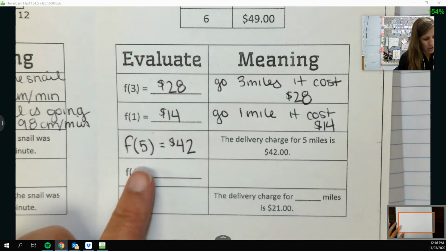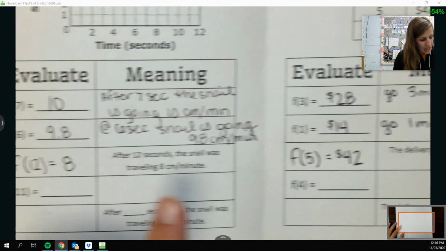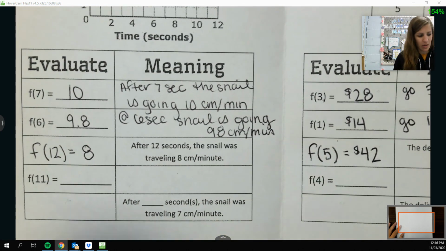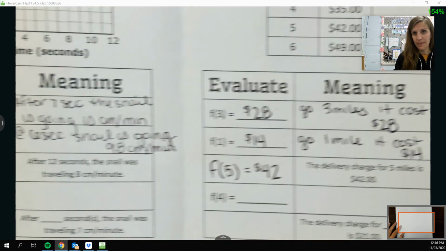And again, I'm going to leave those bottom 2 for you to try. So I'm looking for 4 answers here: those 2 on the graph one and 2 on the table one. Good luck.